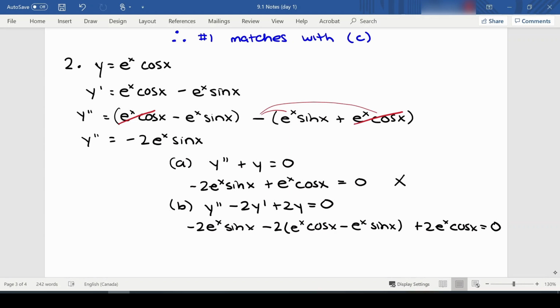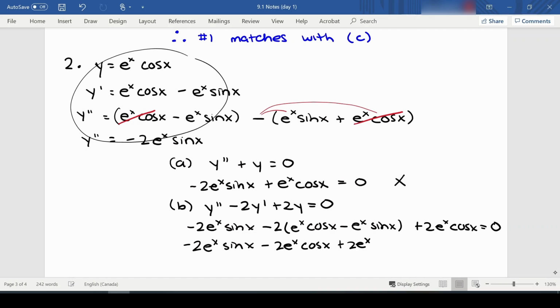Even though we've already matched C and we ruled out A, we're still going to check here, because what if we made a mistake when we did the work up to the top left here with all of our y primes and y double primes? If it doesn't match anything, then it's probably something we've done earlier. So we get negative 2e to the x sine x minus 2e to the x cosine x plus 2e to the x sine x, if we expand these middle brackets here, plus 2e to the x cosine x equals 0.